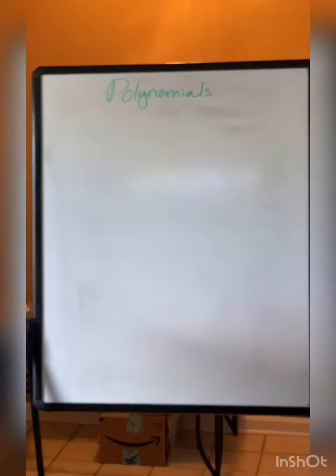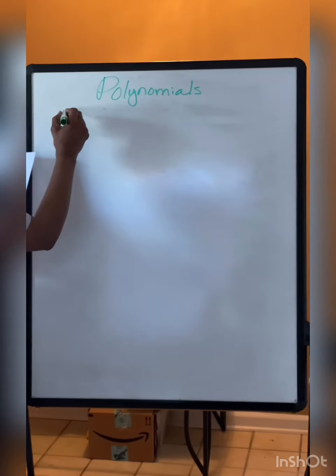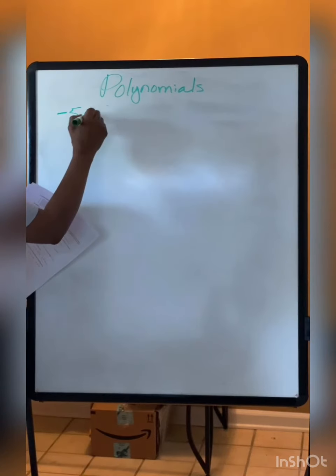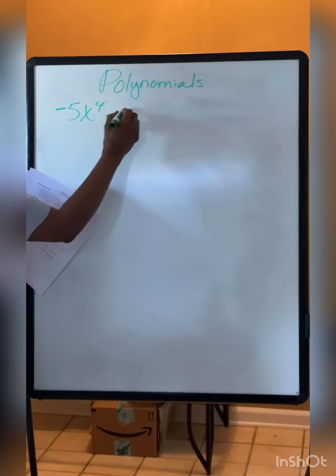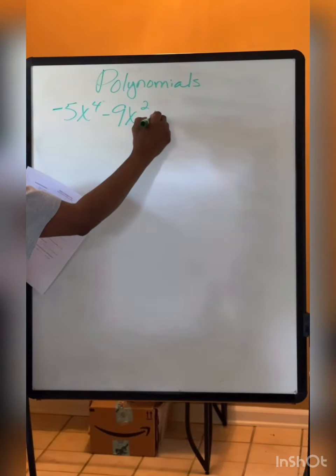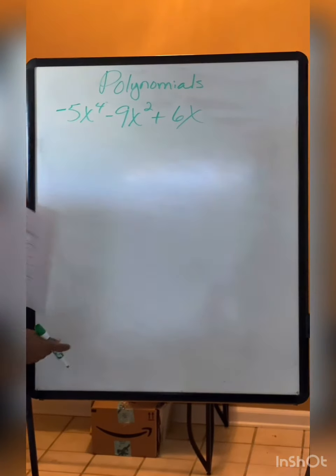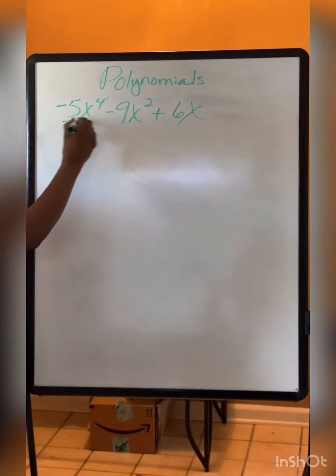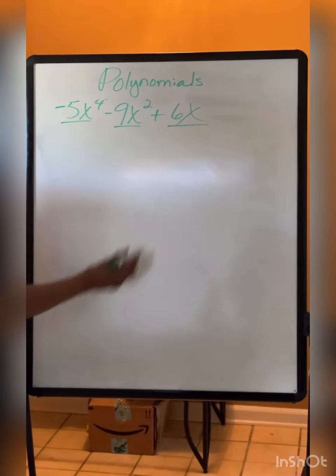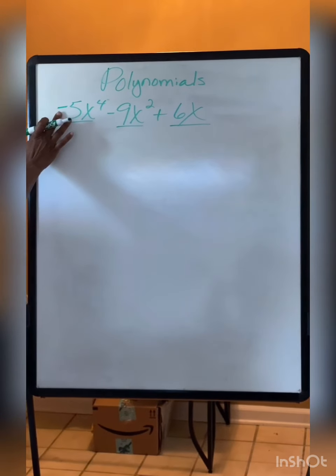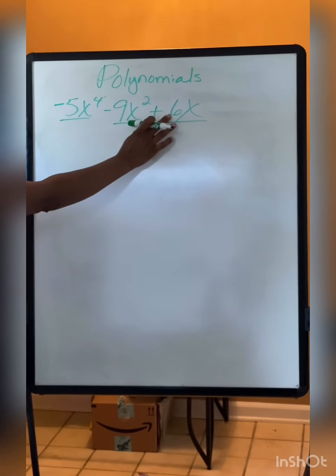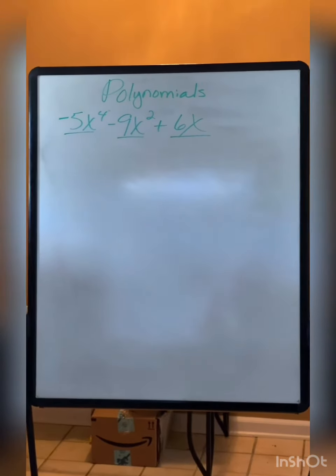So at this problem, if I gave you negative 5x to the 4th minus 9x squared plus 6x, well, in this problem, I have three terms. This is a term, this is a term, this is a term. The coefficient here is a negative 5. The coefficient here is a negative 9. And the coefficient here is a 6.